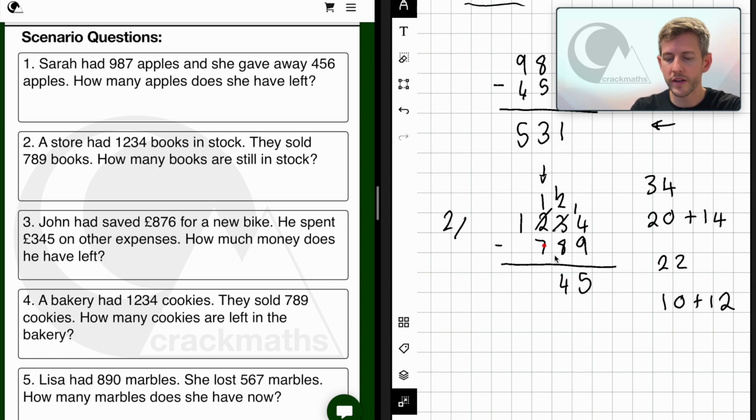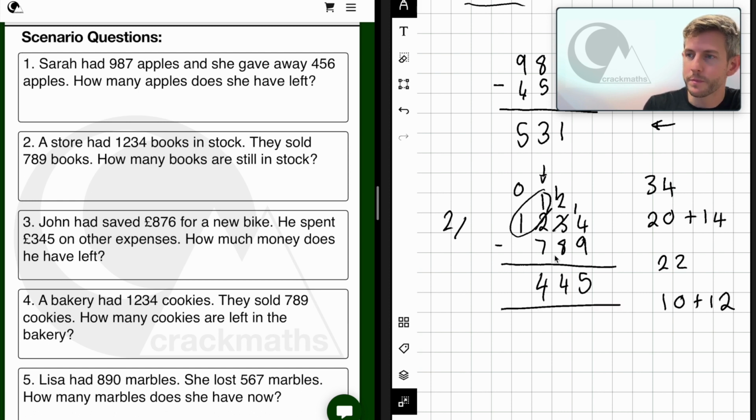And then we've got 1 take away 7. Now 1 take away 7 can't be done, so we're going to combine it with the number in front. So we're now looking at 11 take away 7. 11 take away 7 is 4, which leaves nothing here. And we're done. So for question 2, we can write the answer: 1,234 take away 789 equals 445.